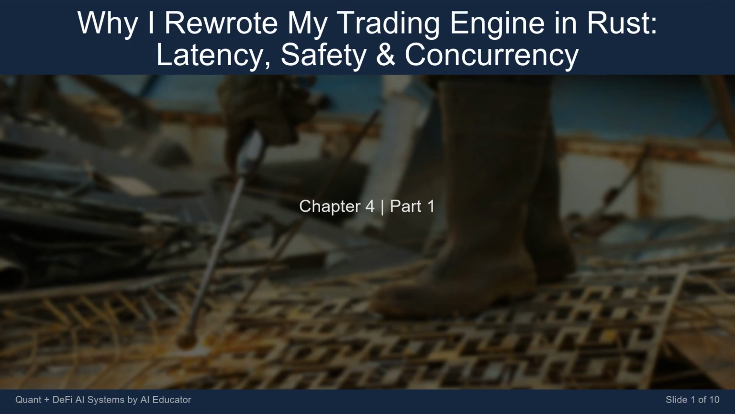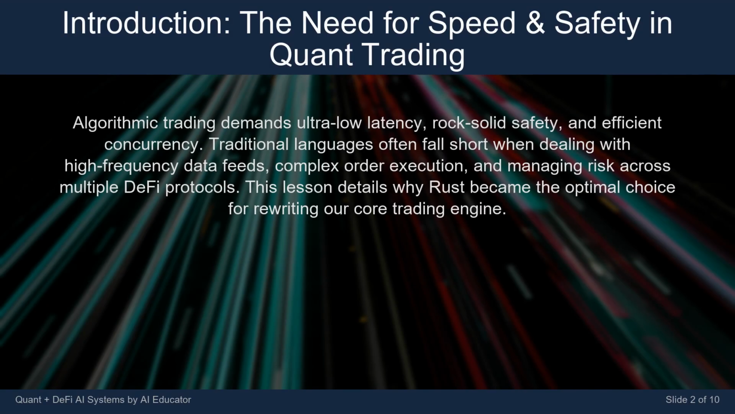Today's lesson is titled Why I Rewrote My Trading Engine in Rust. Latency, safety and concurrency. Algorithmic trading demands ultra-low latency, rock-solid safety, and efficient concurrency. Traditional languages often fall short when dealing with high-frequency data feeds, complex order execution, and managing risk across multiple DeFi protocols. This lesson details why Rust became the optimal choice for rewriting our core trading engine.